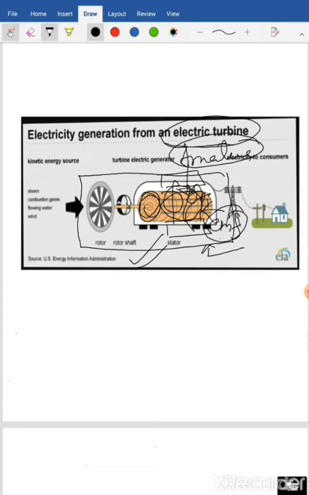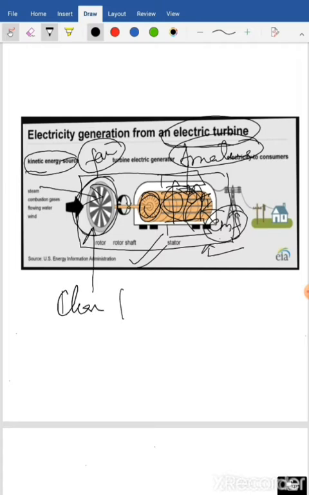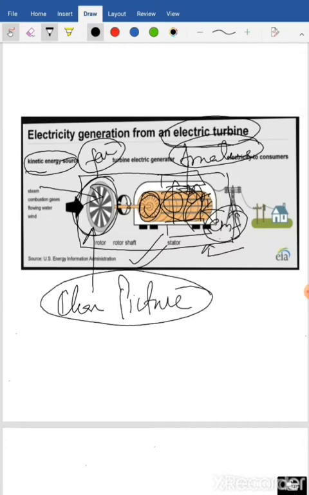So when some kinetic energy is passing through this turbine. Now what is a turbine? Turbine is like a fan structure. You have seen a fan, isn't it? So it looks somewhat like a fan. Now let me make a clear picture to show you what exactly a turbine looks like and how it works.